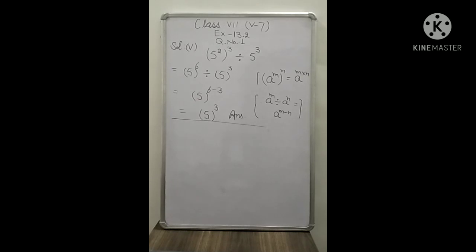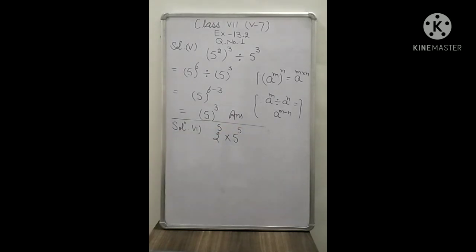Now see the 6th part of this question. Solution of 6th part. Read the statement of this. You have 2 raised to the power 5 multiply 5 raised to the power 5.